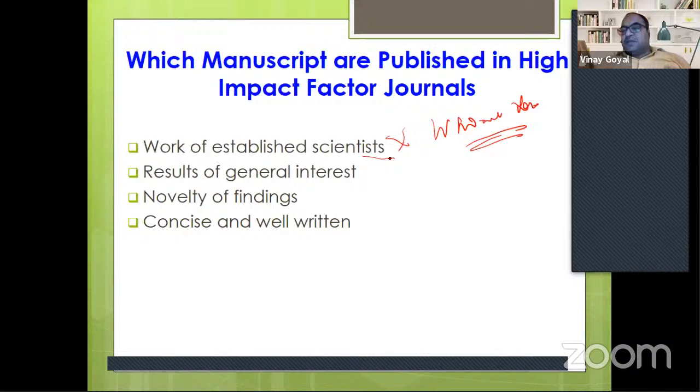But then you have to be one out of these three. Your paper has to be concise and well written. If your paper is concise and well written, it will be published in high quality journals. Then there is novelty of findings: the findings that you have made are new, novel.